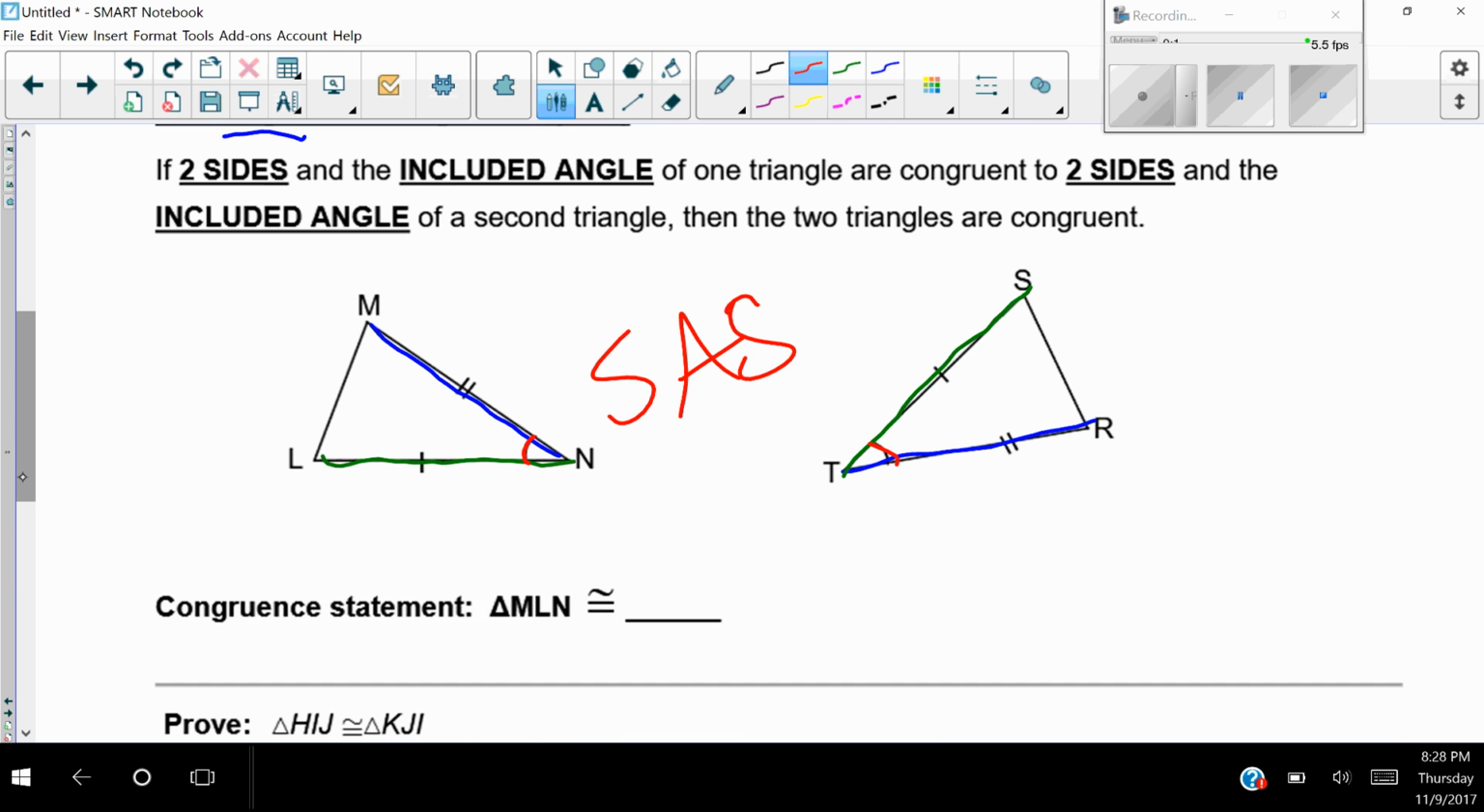Let's do our congruency statement. So they're starting with M. So I have to start with the one that is in between two, or the blue side and the side I didn't touch. So the blue side and the side I didn't touch, it's going to start with R. And then they went to L, which is on the green side and the side I didn't touch. And R is on the green side and the side I didn't touch is S. And then we started at R, went to S, the last one has to be T.